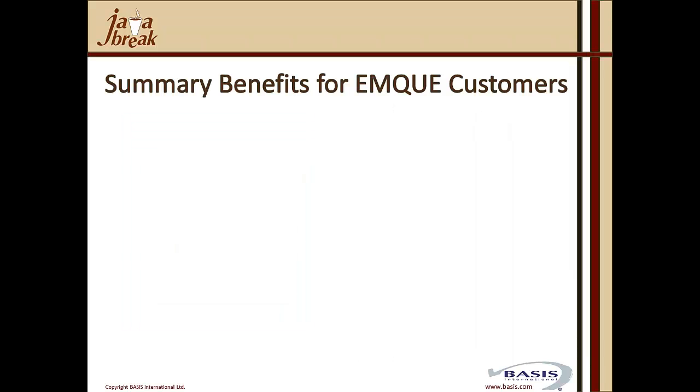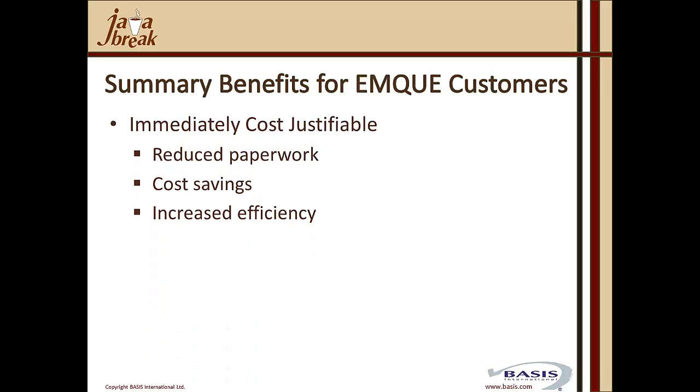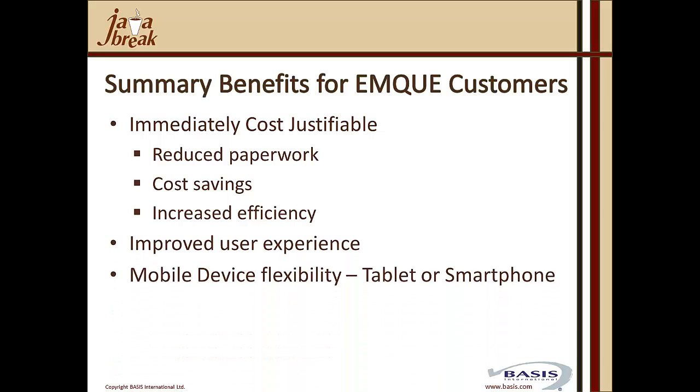So let's summarize the benefits for EMQUE's customers. These solutions are immediately cost justifiable because they reduce paperwork, they save enormous amounts of costs, they increase efficiency and improve cash flow. Improve the user experience. The mobile device flexibility of BUI is that you can deploy on a tablet or a smartphone. And the great publicity for your business is enormous. The industry is talking about you and about your applications and the benefits that you give to your customers.